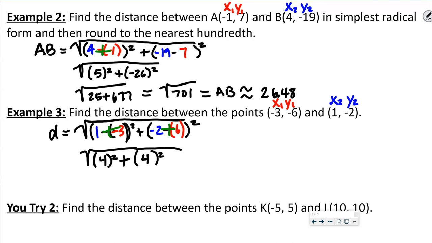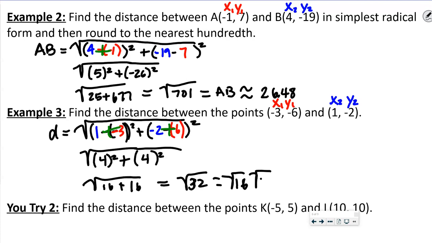Wow, this one looks a lot like one we did earlier, right? So this is 16 plus 16, that's equal to the square root of 32. That's equal to the square root of 16 times the square root of 2, which would be 4 square root of 2. That's our exact answer. And then if we go ahead and approximate that, it's 5.66.